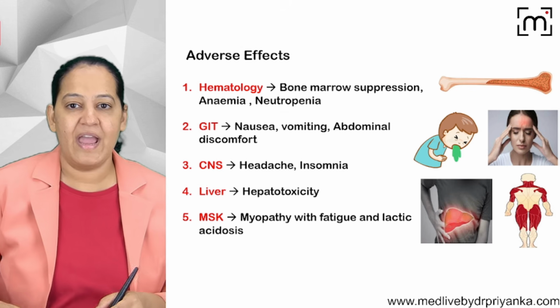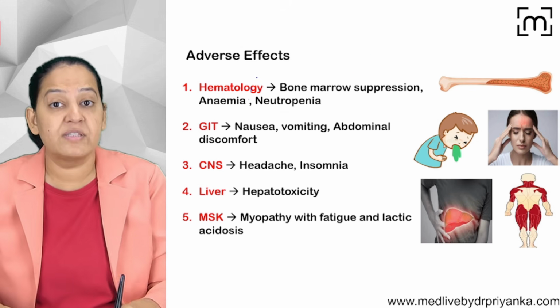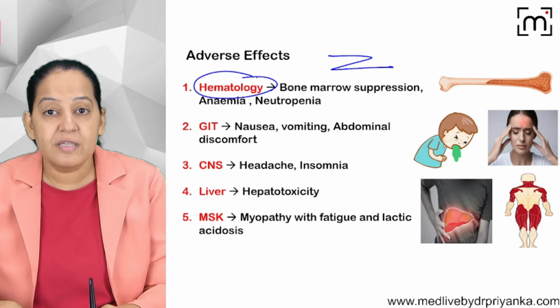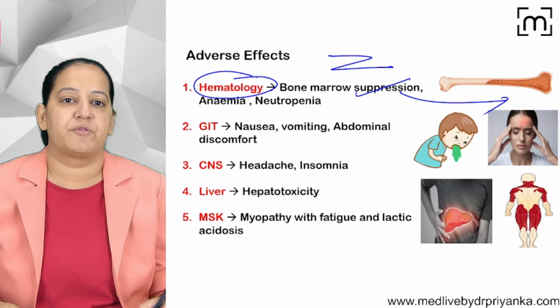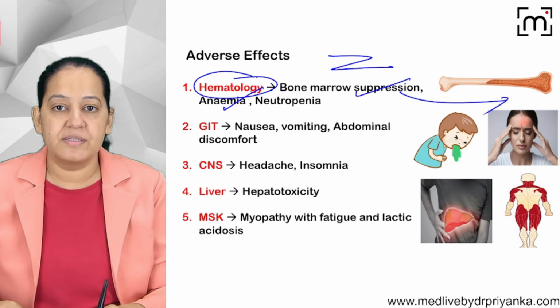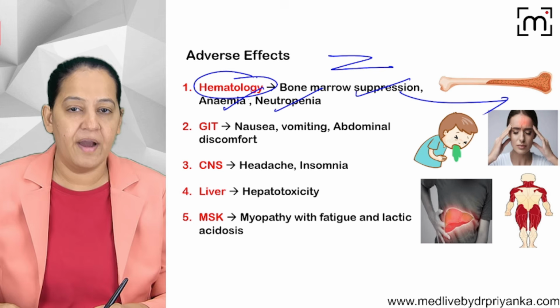Adverse effects. The most important adverse effect of Zidovudine is hematological. It causes bone marrow suppression. Because of bone marrow suppression, there is anemia and neutropenia.